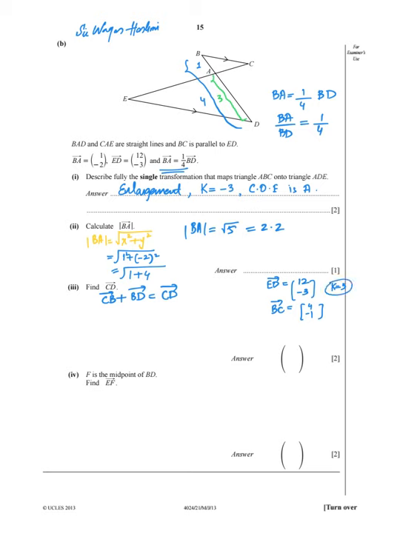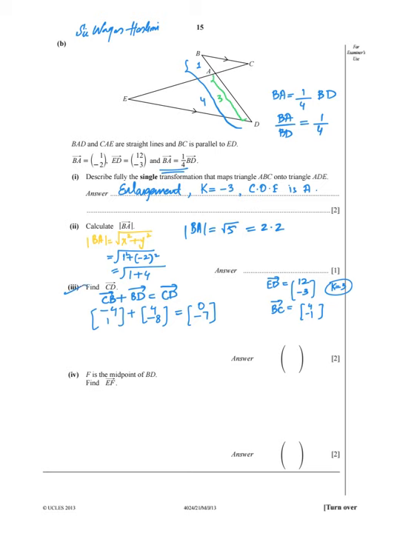Alright. So now the vector BC, we know it's (4, -1). So CB will be the opposite of it: (-4, 1), plus BD. BD equals 4 times BA. So if I multiply BA by 4, that will be (4, -8). So the vector CD is 4 minus 4, which is 0, and 1 minus 8, which leads to minus 7. That is your part 3 answer.